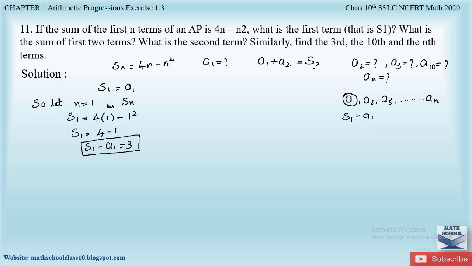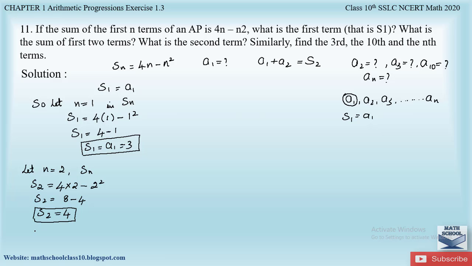Now they are asking us the sum of the first two terms. To obtain it, let us substitute n equal to 2 in the equation Sn. So we will get S2 is equal to 4 into 2 minus 2². S2 is 4 2s are 8 minus 2 2s are 4, so S2 is equal to 4. So the sum of the first two terms is 4.